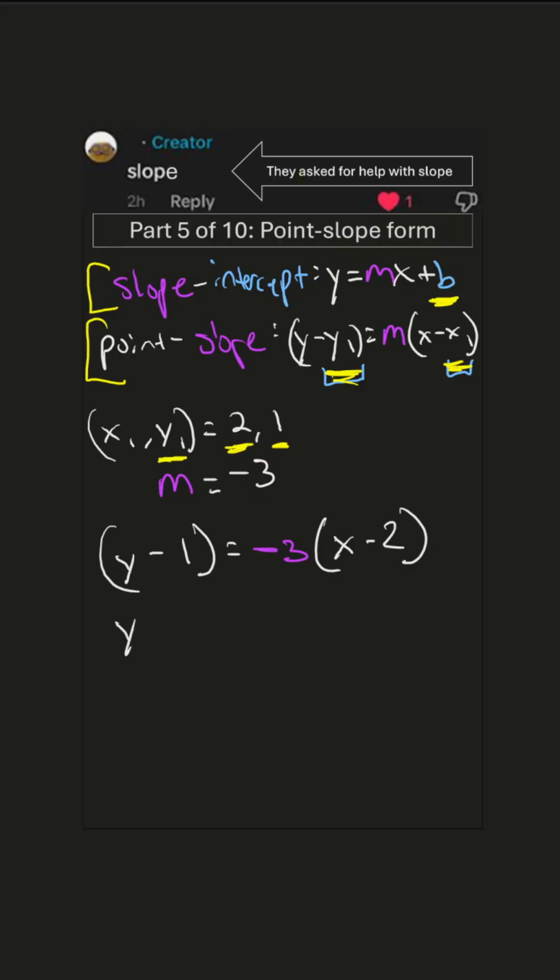So we can take this out of the parentheses, y minus 1 equals, and then we can distribute. That's -3x plus 6. And then we can add the 1 to both sides, and we get y equals -3x plus 7. So now we have it back into the slope-intercept form. Here's the slope, and here's the y-intercept.